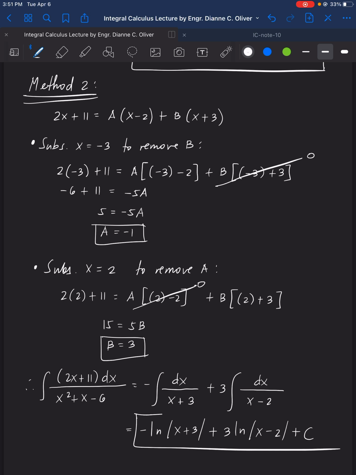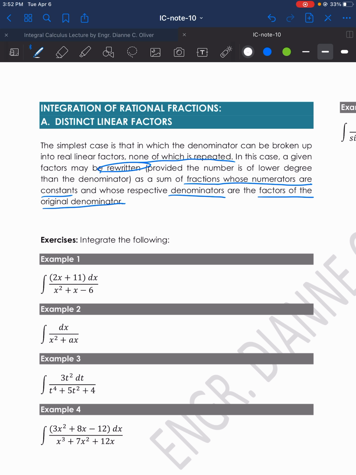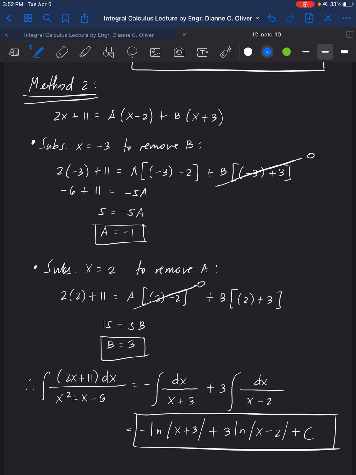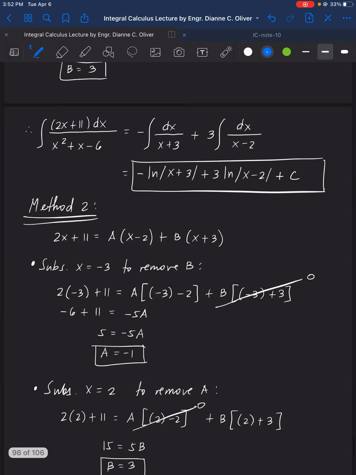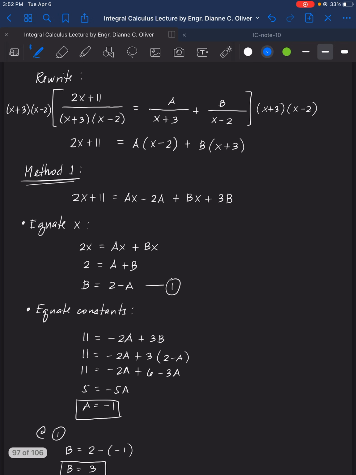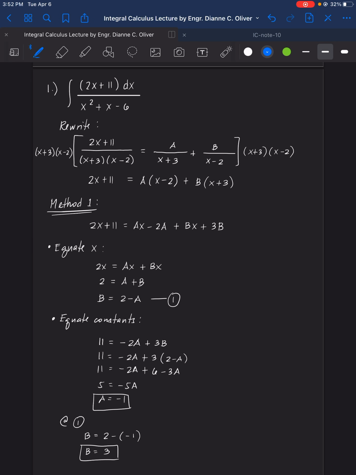Basically, we're just looking for the values of the constants a and b. That is what is being described here. The numerators, which are constants. So, as long as you know how to get the factors of the denominator, then it's okay. So that's for number 1. So screenshot first before we proceed to the next item.